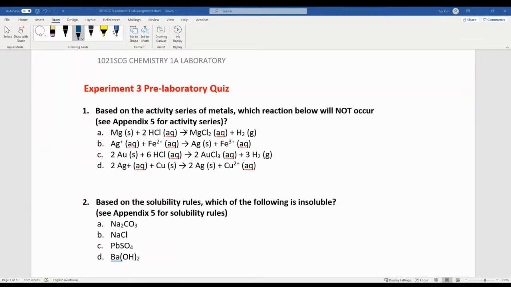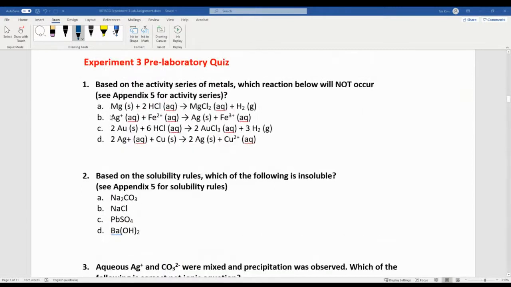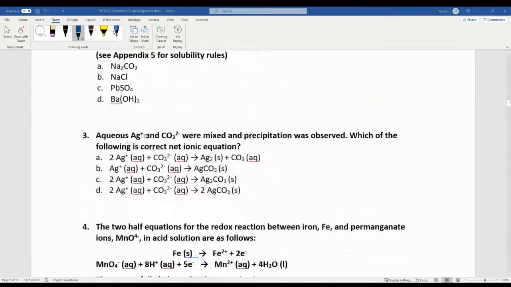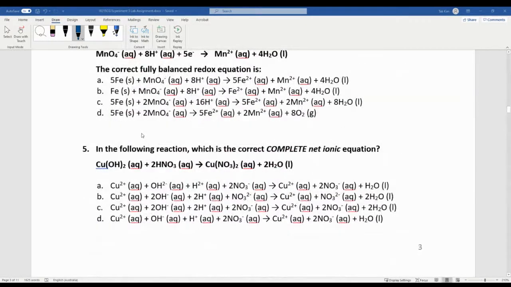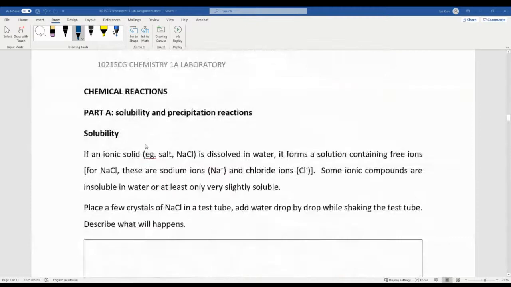Anyway, you'll need to try to answer all the pre-lab quiz questions before you start, and then later on, please go back to those questions, and then you should be able to find the correct answers. We have 5 multiple choice questions, and please spend some time on them. The quiz you're going to have next week will be really similar to the questions you are seeing over here.